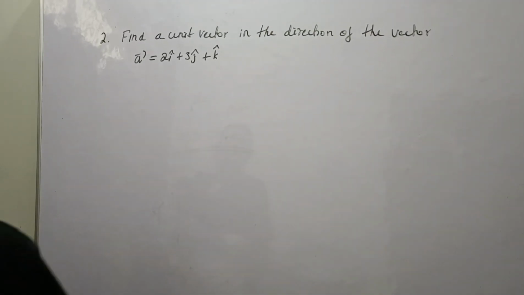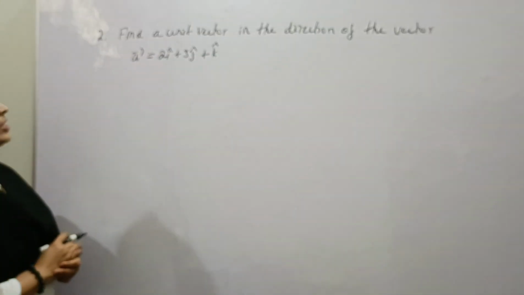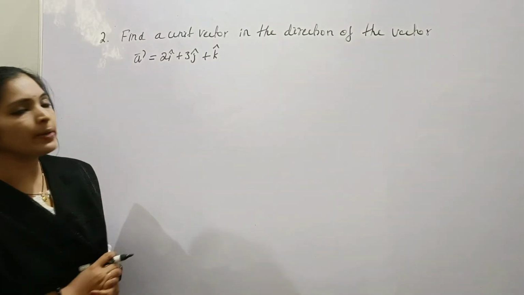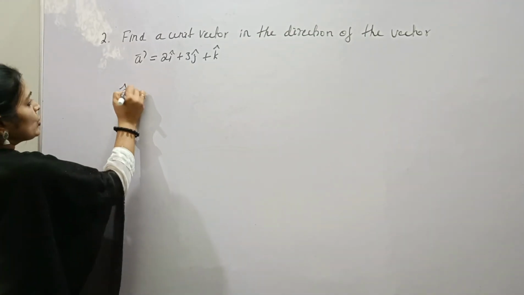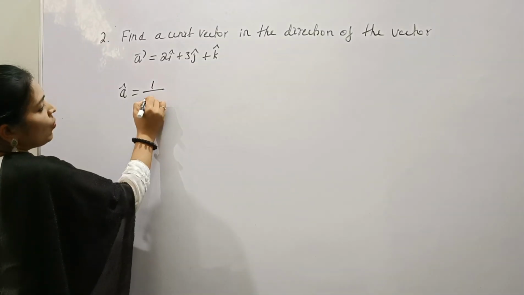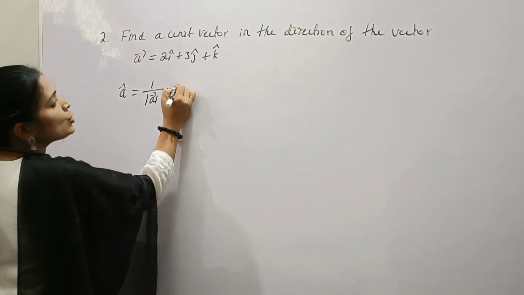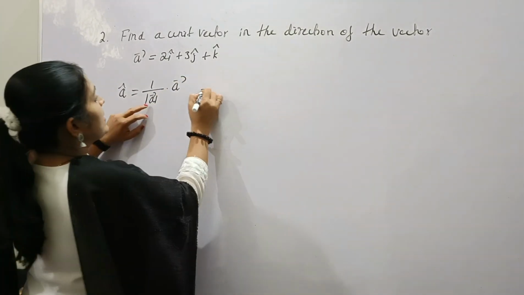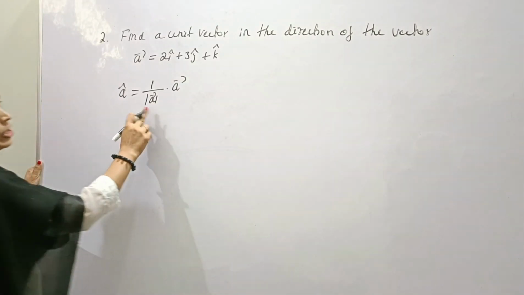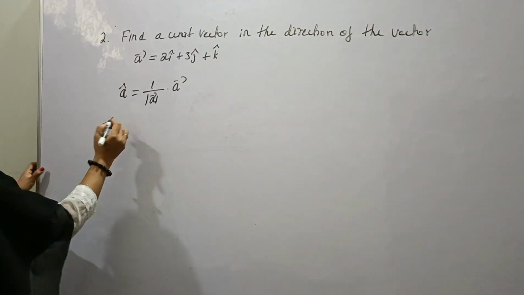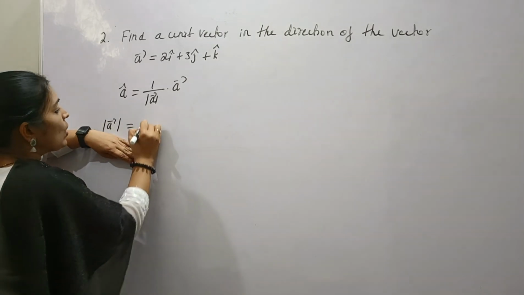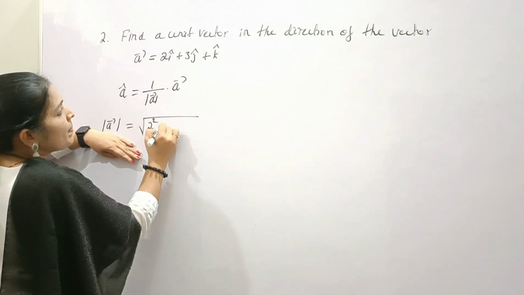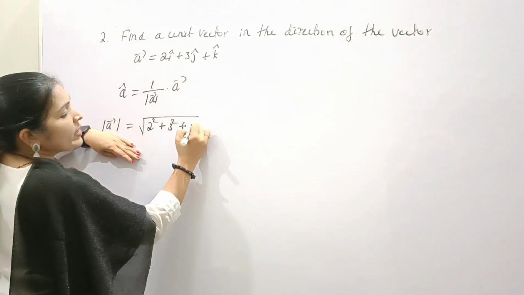Second question is, find a unit vector in the direction of the vector A is equal to 2i plus 3j plus k. How to find the unit vector? We know that the unit vector in the direction of vector A is equal to 1 by modulus of vector A into vector A. Here we have to find the modulus, that is the magnitude of vector A, which is root of 2 square plus 3 square plus 1 square.